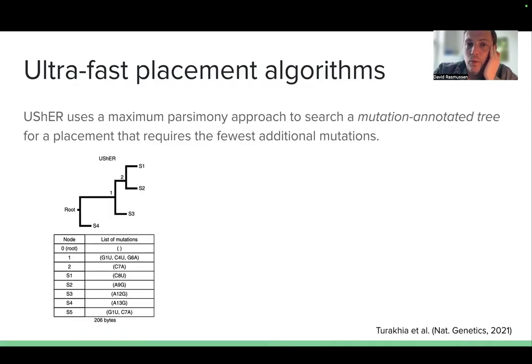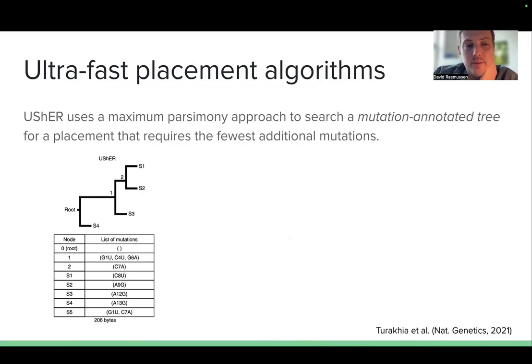algorithms, which work on what are known as mutation annotated trees, to try and find where a new sequence would attach by trying to find the attachment position that would minimize the number of additional mutations required to explain the sequence data at that tip.